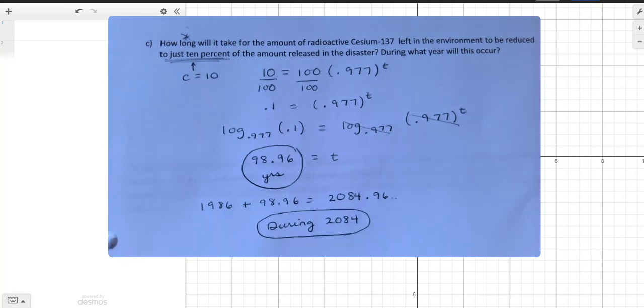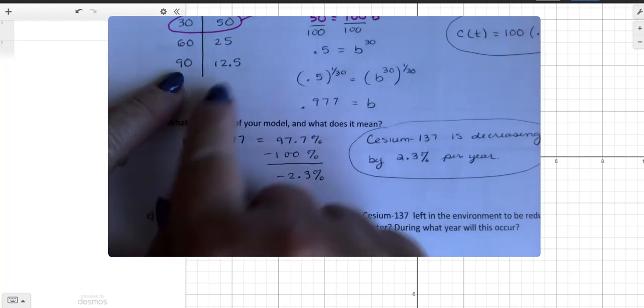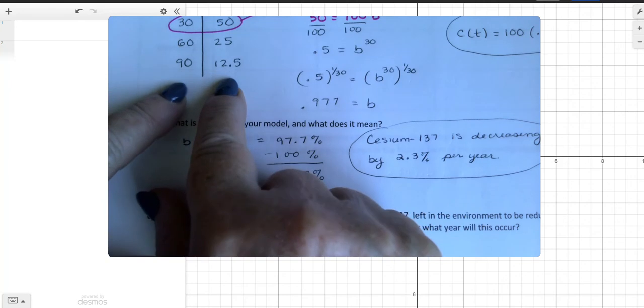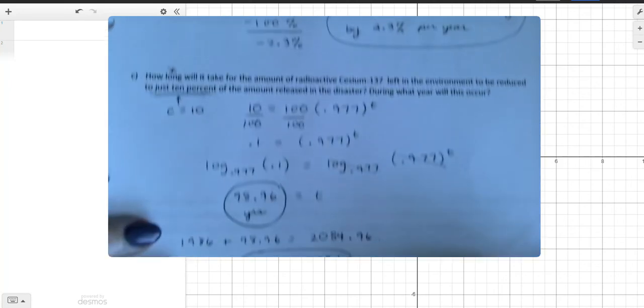And notice this answer really does make sense, that 98.96, because notice at 90 years, we were down to 12.5%. So it takes just a little longer to get down to 10% than that. So pretty confident with that answer.